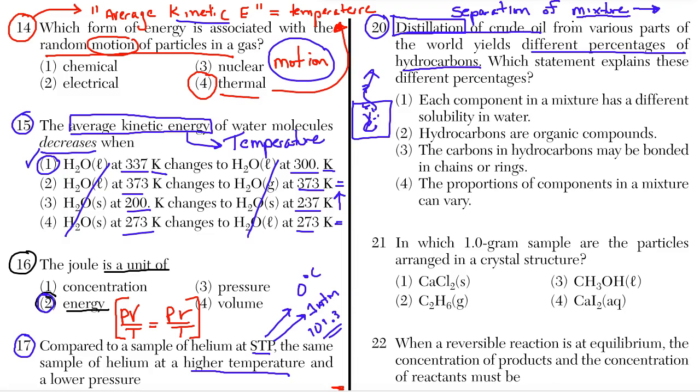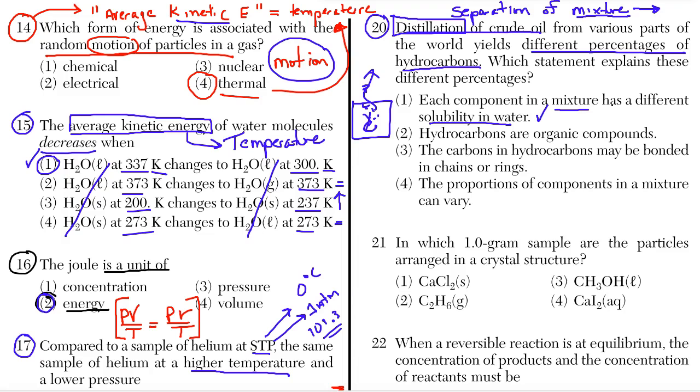Okay, so how do we explain these? Well, look at the choices. Each component of a mixture has different solubilities in water. That's true, and it's a good distractor, because each component of a mixture is a different type of substance, which has its own unique properties and retains them. So this is a very good distractor, but it's not correct.